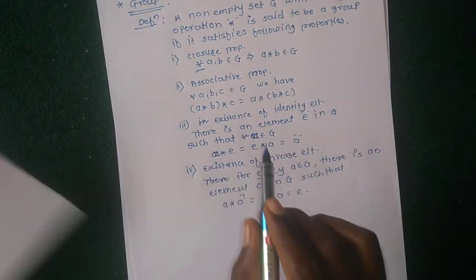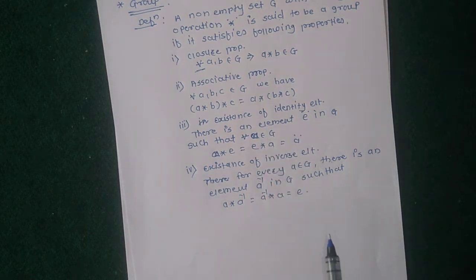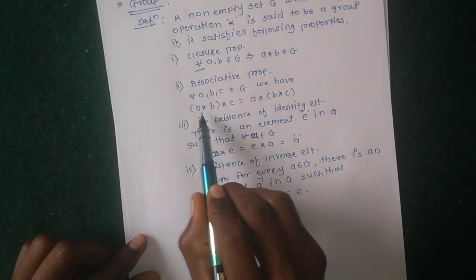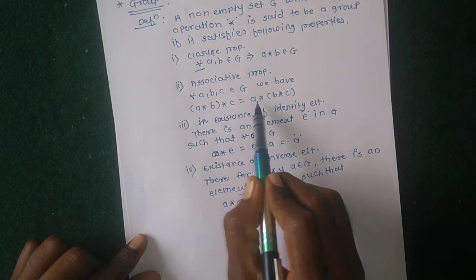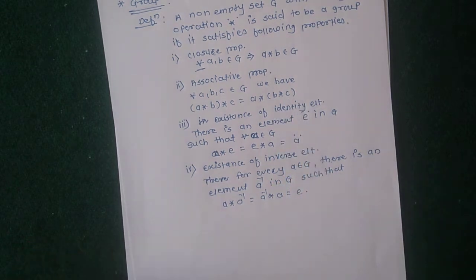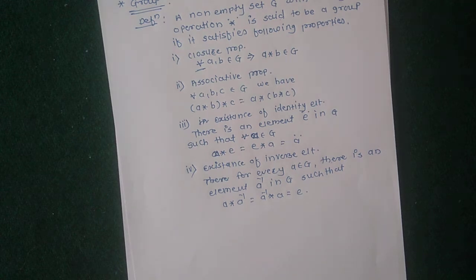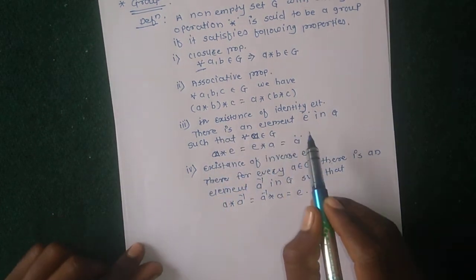Okay, similarly associativity: the given set must satisfy for all elements this property, (A star B) star C equals A star (B star C). Not only for some elements, but for all elements. If this condition is satisfied for all elements, then associativity holds in that set with the given binary operation star. And the third property is existence of identity element.